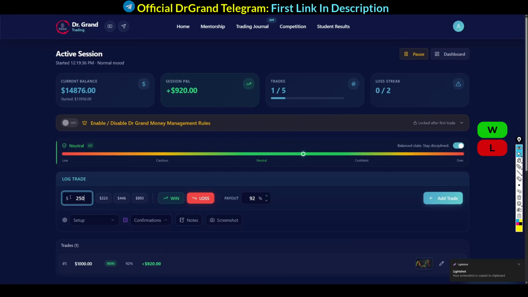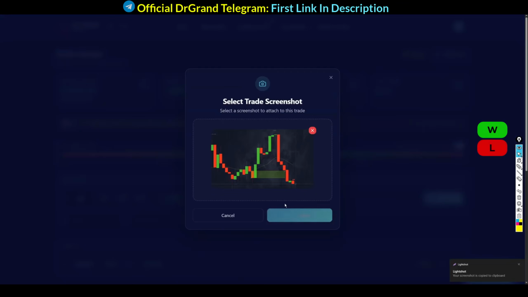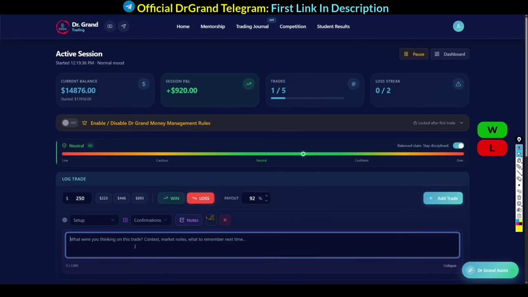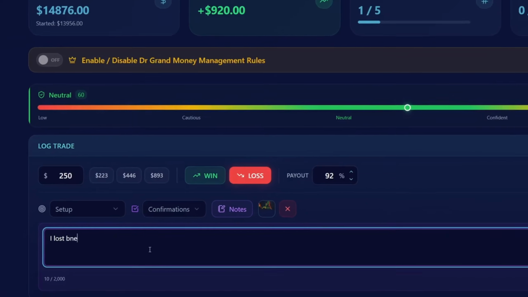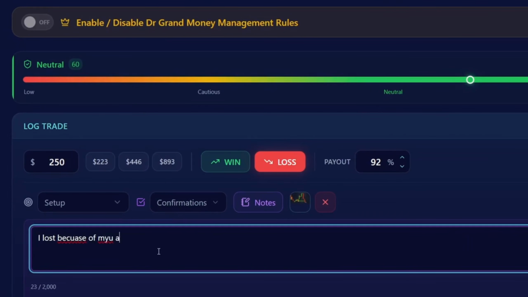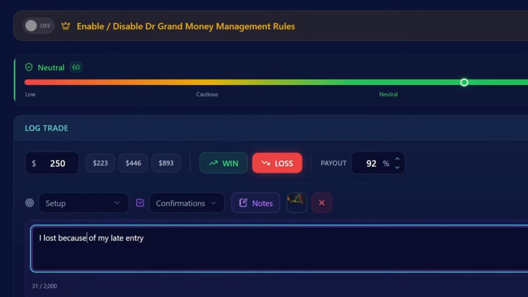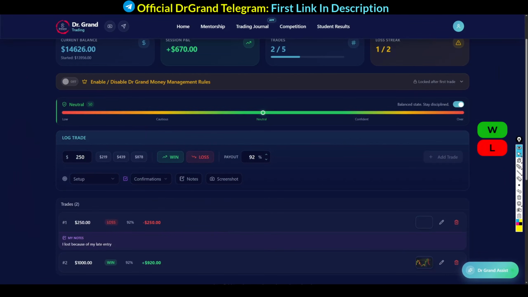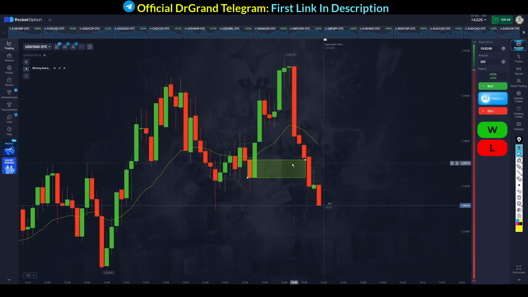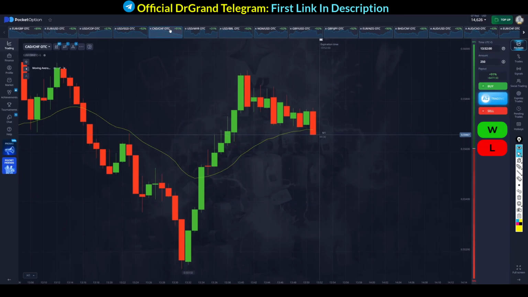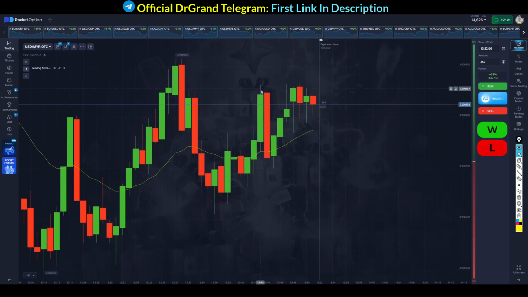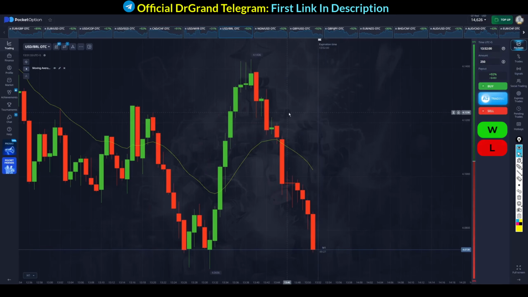Lost. It was a small trade. Lost. And I note this also. I lost because of my late entry. Entry plays a very significant role. When it comes to your trades, always try to get into the trade with margin of safety. It will help you a lot, and it's very underrated.